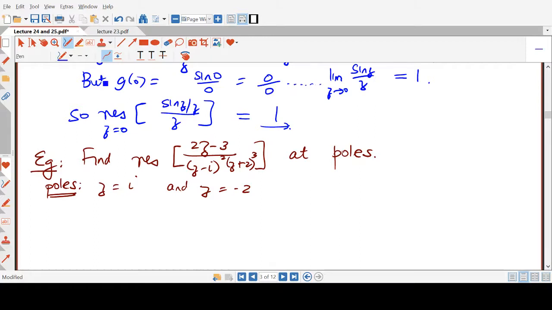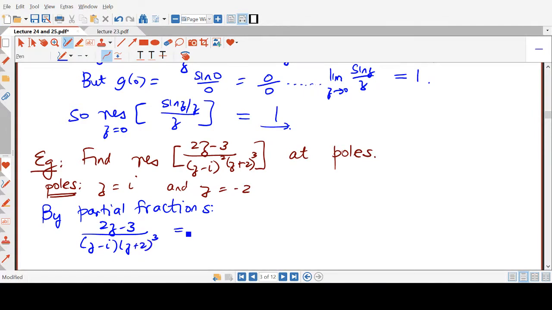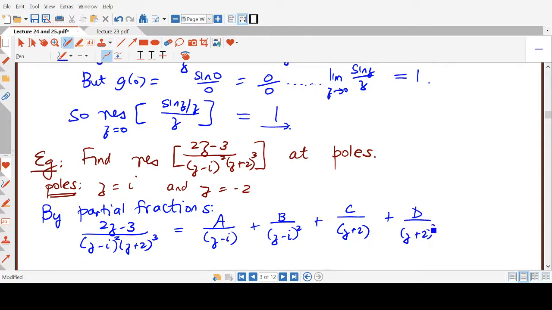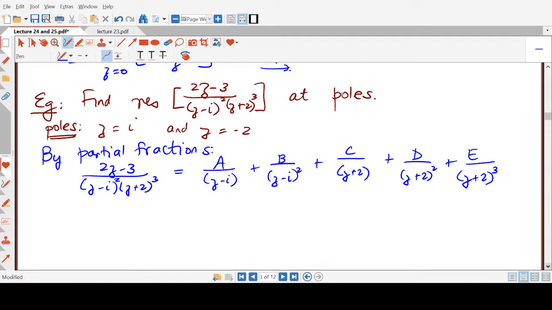Now, I can hit this with partial fractions. By partial fractions, I can write 2z minus 3 over z minus I squared into z plus 2 cubed in the shape of A over z minus I plus B over z minus I squared, plus, now that finishes off the z minus I business, then I have C over z plus 2 plus D over z plus 2 squared plus E over z plus 2 cubed. Partial fractions.